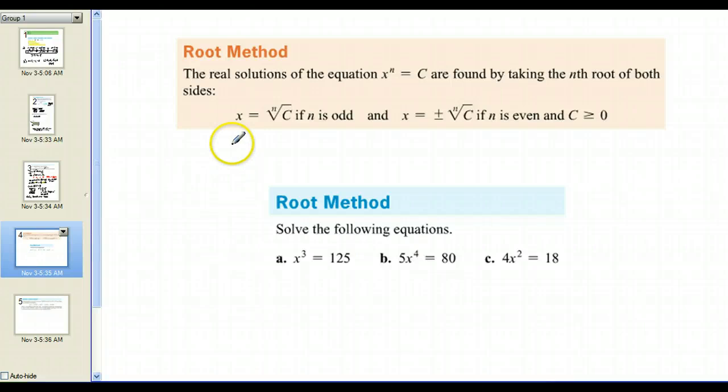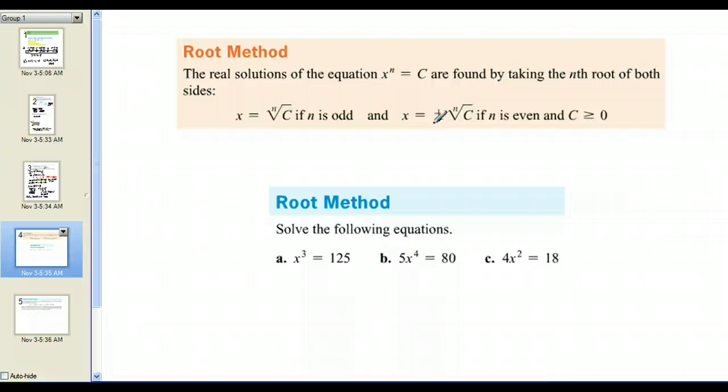What the root method basically says is, if you have just x to the n equals a constant, you don't have any other terms, you just have x to some power equals a constant, you can take the nth root of both sides, right, and solve the equation. Now, if n is odd, then you don't have to worry about plus and minus. It's just the nth root of whatever c was. But if n is even, 2, 4, 6, 8, 10, 12, then you do need a plus or minus. Okay, because remember, negative times a negative, or an even number of negatives, is also equal to a positive.